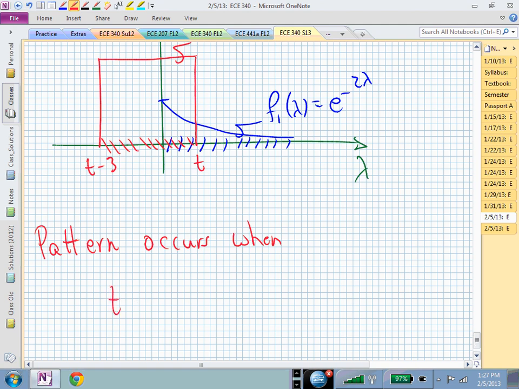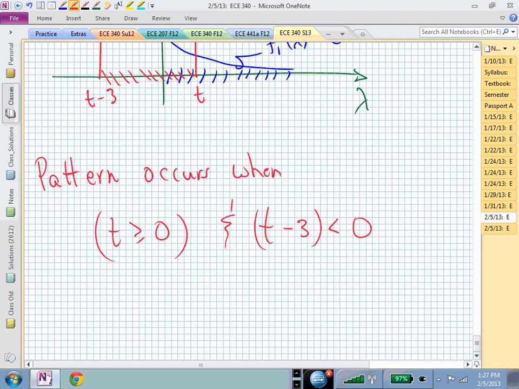So I need t to slide to the right of 0, don't I? So let me say t is greater than or equal to 0. So this pattern occurs when t is greater than or equal to 0, and we need that leftmost piece of f sub 2 to remain to the left of 0. So we need t minus 3 to be less than 0. And now we solve both of those for t, and we end up with t being bigger than 0 but less than 3. And that's the time interval, t, when this overlap picture is valid.